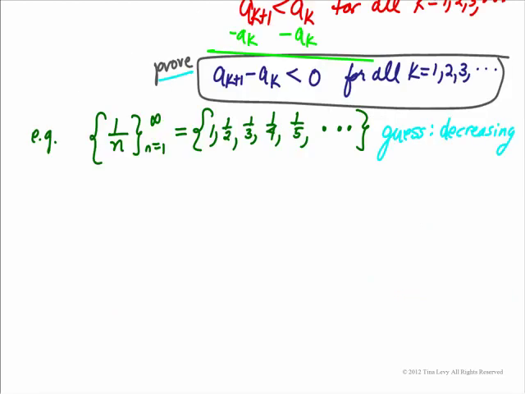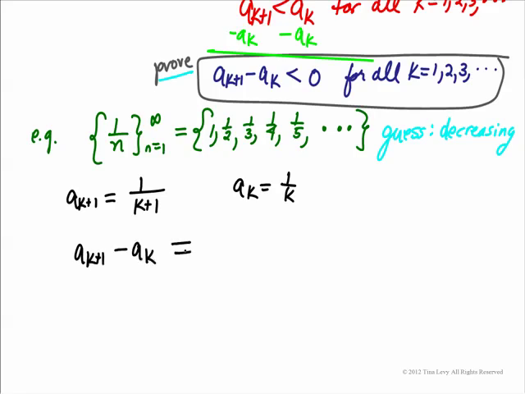So with this one, we know a_(k+1): I plug in k plus 1 for n, and it's 1 over k plus 1. a_k, plugging in k for n, is 1 over k. So a_(k+1) minus a_k becomes 1 over k plus 1 minus 1 over k.